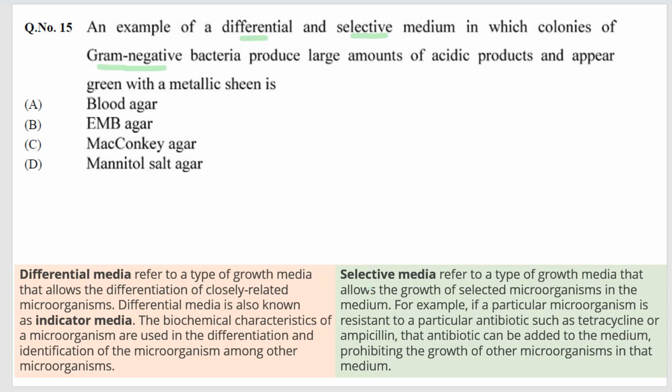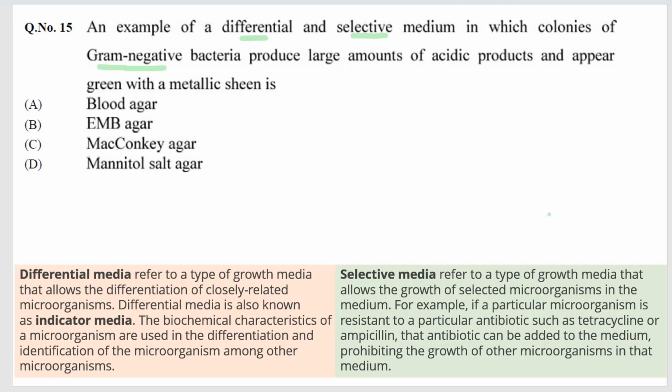Then we have selective media, which refers to a type of growth media that allows growth of selected microorganisms. For example, if a particular microorganism is resistant to a particular antibiotic like tetracycline or ampicillin, how is that possible? If we have transformed that microorganism with a plasmid containing tetracycline or ampicillin resistance, and then we plate that bacteria on an agar which contains that particular antibiotic.